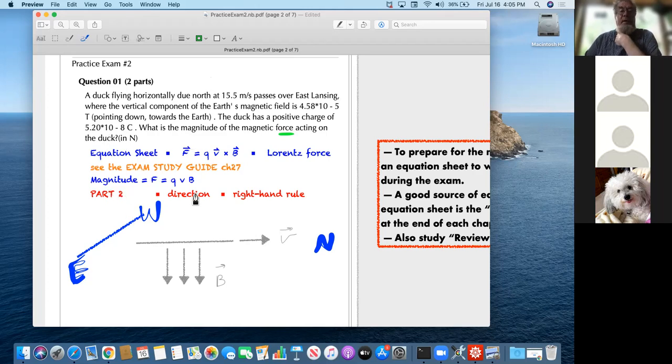Part two is to determine the direction. Well, that involves a cross product. So you have to apply the right-hand rule. If your fingers curl in the direction from V to B, then your thumb points in the direction of V cross B. And if Q is positive, that's the direction of the force. So that's how you use the equation from the equation sheet to do the problem.